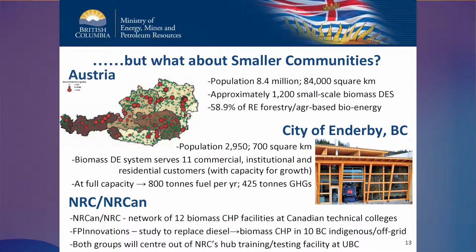You can see from Austria here that I mentioned approximately 1,200 small-scale biomass district energy facilities. I was on a tour that included Austria and saw some of them. They're amazing to see, and really, with exception to some variables like cost of natural gas or hydro in BC, they can be very, very competitive and an opportunity for local communities to get off some of the external sources of energy. City of Enderby in the Okanagan in British Columbia here, population 2,950. They've got, Burkhardt has now got 11 commercial, institutional, and residential customers in his modest-sized biomass district energy facility.